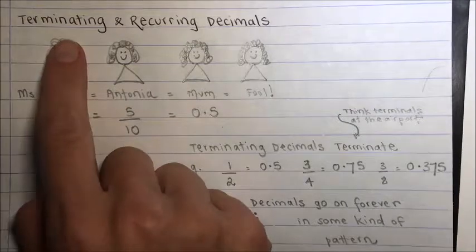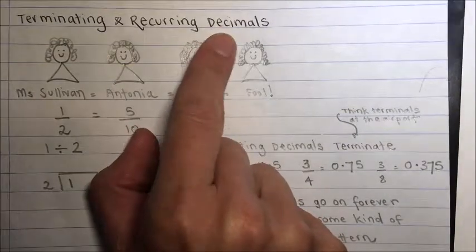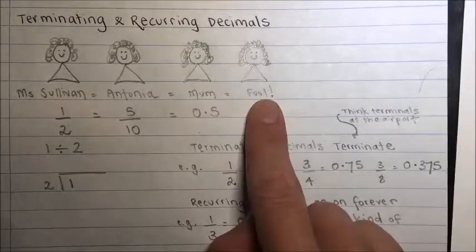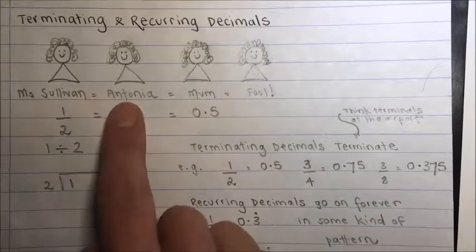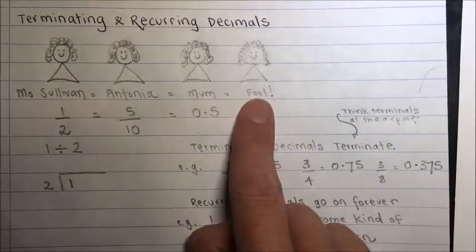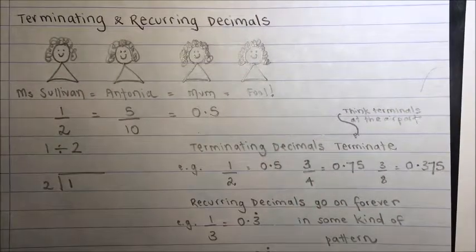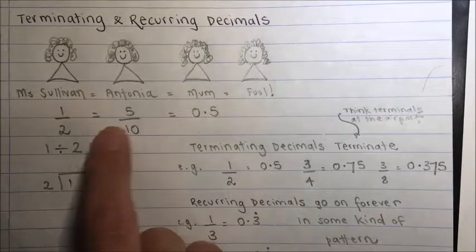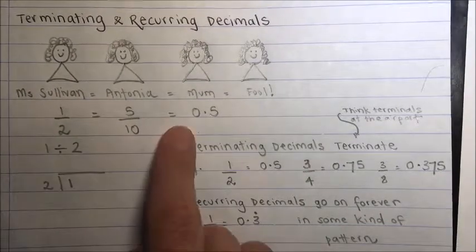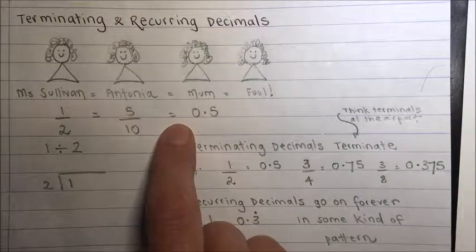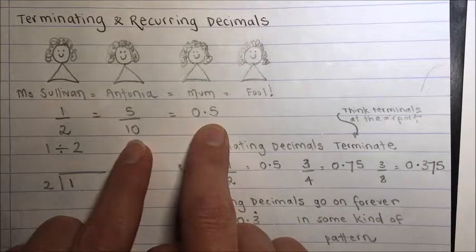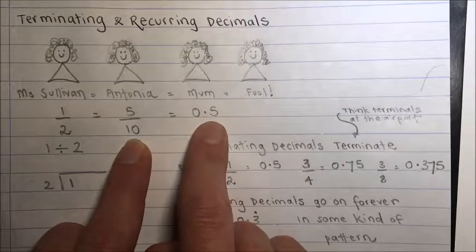So, what we're talking about is terminating and recurring decimals. A little reminder that different names for different contexts, classroom, staff room, home, car, but the same person. Just like a half is equivalent to 5/10, which I can also express as 0.5. That's 5/10, and that's 5/10.